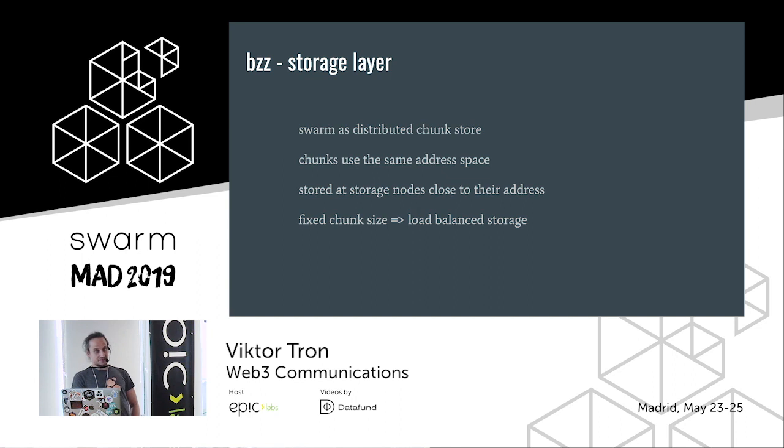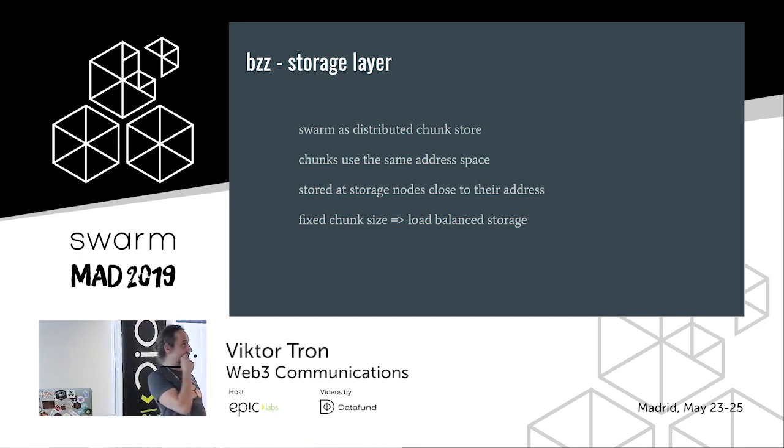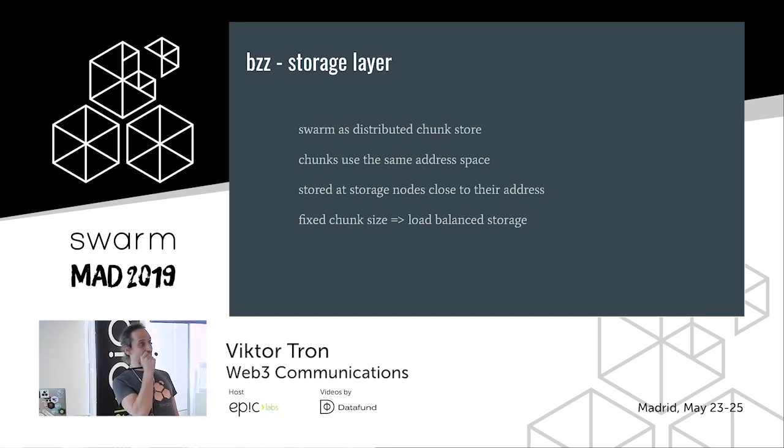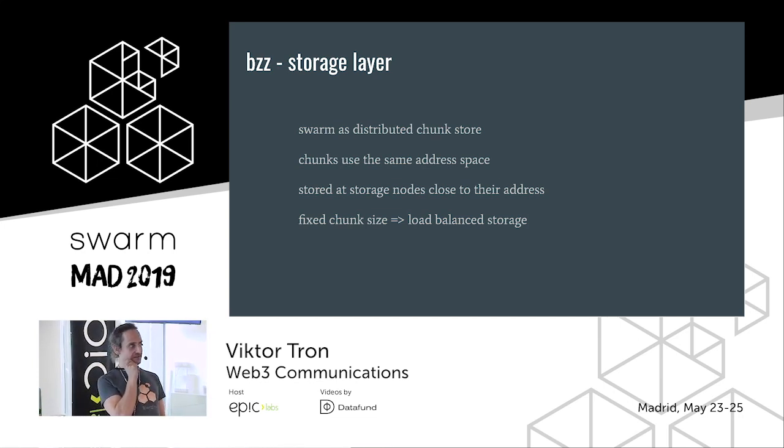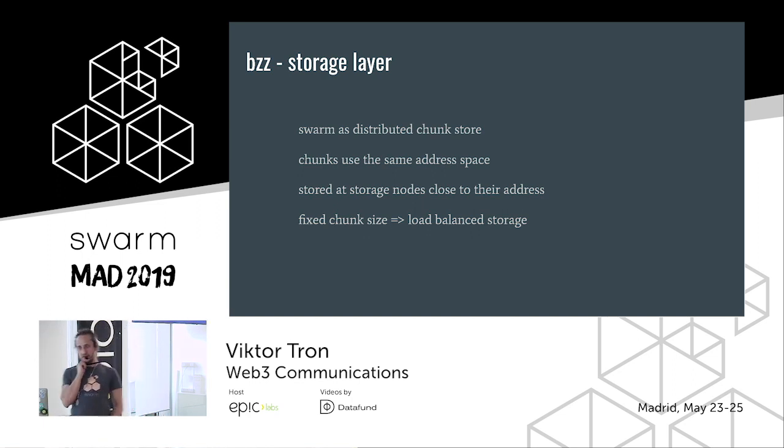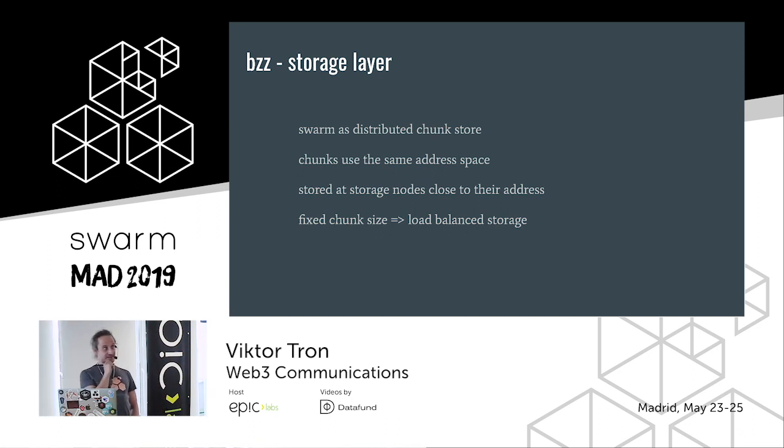So here comes the storage layer. So far we've been concerned with a bunch of nodes that want to message each other, and they do the addressing because they want to look for another node. But in fact, in Swarm, there are other creatures that live in this network. It's not only the nodes, but it's actually data, and Swarm can be interpreted as a distributed chunk store, because this data is stored by the nodes that are closest to it. What does this mean?